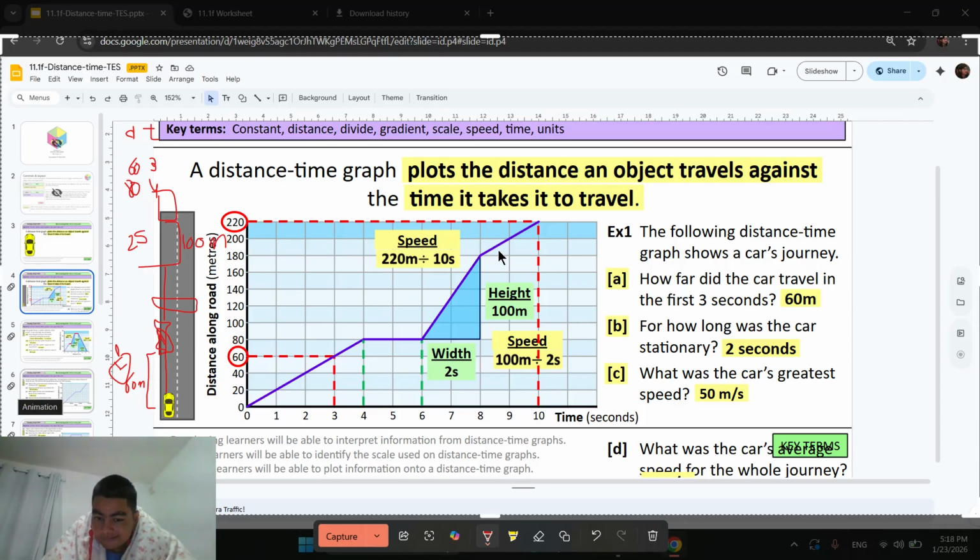So finally, again in the next 2 seconds, 8 to 9, 9 to 10, it again travels a distance from here to here. So we have to see this thing.